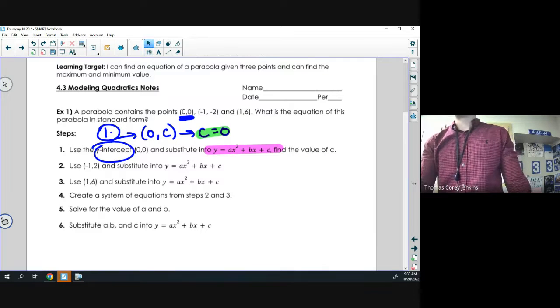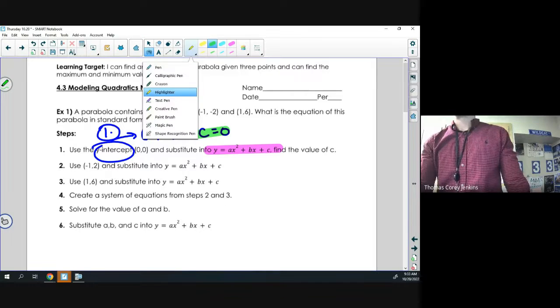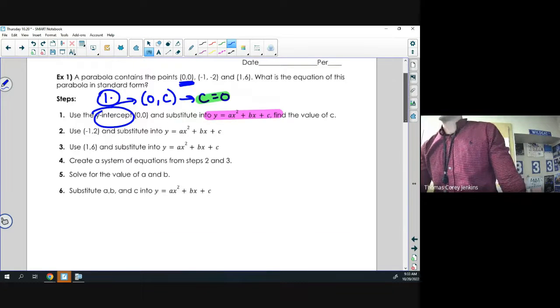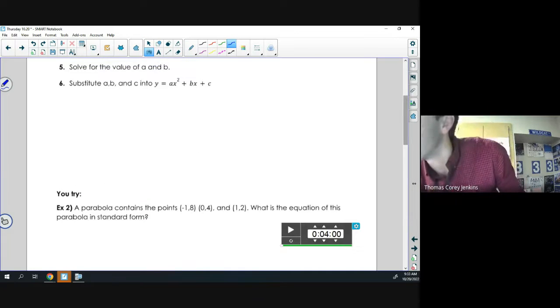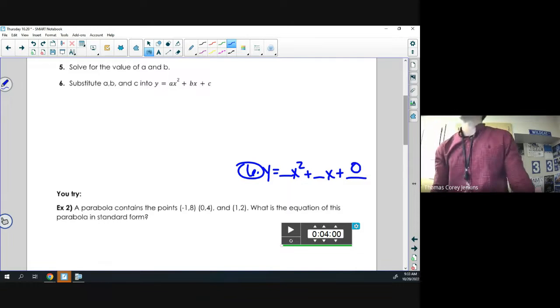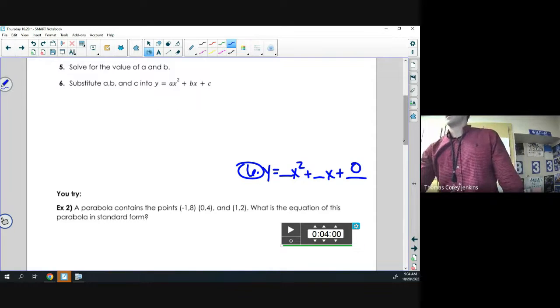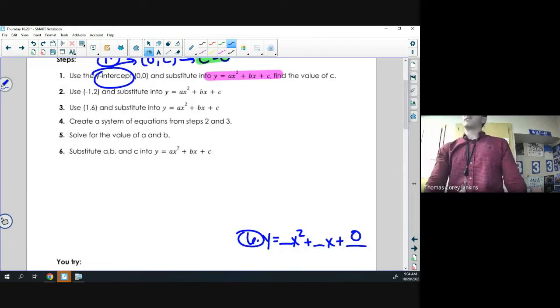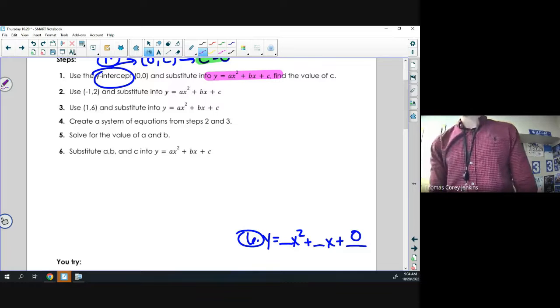Where we're ultimately trying to get, I'm going to skip ahead a little bit to step 6, is y equals what times x squared plus what times x plus what. And we just found the last what. C is 0. Now the other two, a and b, are a little bit tougher to find. We have to use those other points in order to get that done.